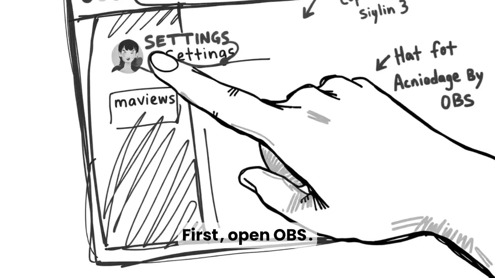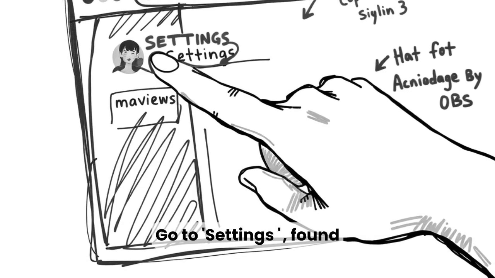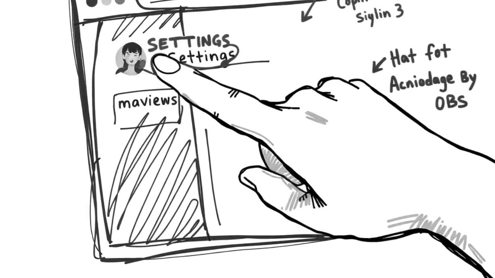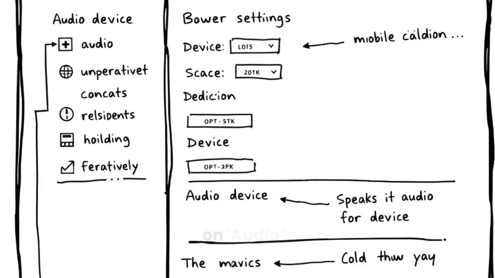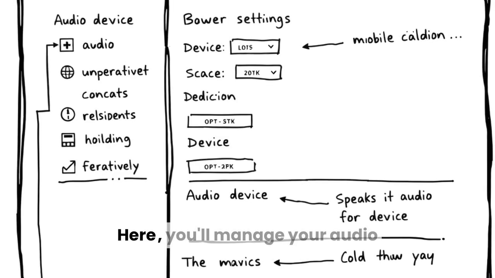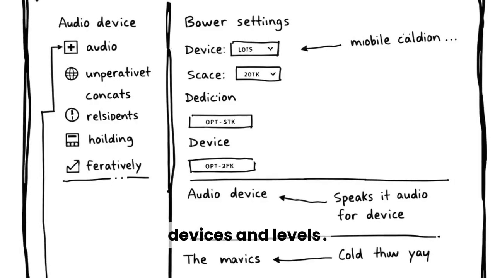First, open OBS. Go to Settings, found in the lower right corner. This is where the magic begins. In the Settings menu, click on Audio. Here, you'll manage your audio devices and levels.